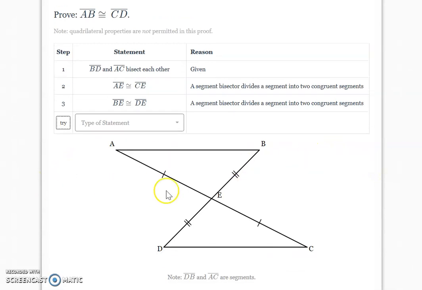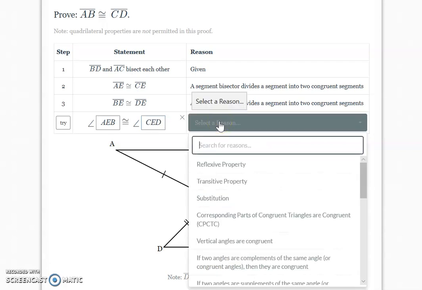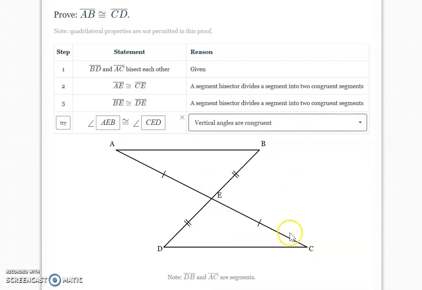If we knew that the sides were parallel, we could use alternate interior angles. But we don't have that option either. But we do have vertical angles. So these two angles right here are going to be congruent. So I want congruent angles. This one, the top one, I'm going to call AEB, and it is congruent to CED. And the reason is they are vertical angles, and vertical angles are congruent.